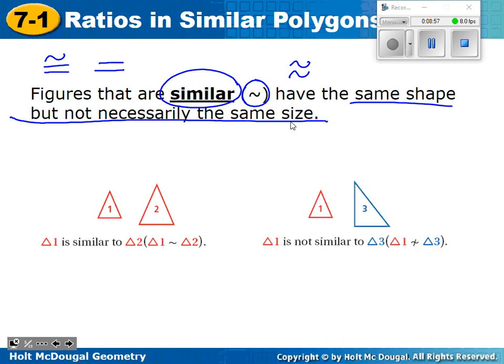Okay. So down here they show you one is similar to two because they look like the same shape, but one's just bigger. Here, one is not similar to 3. Notice 3 looks like it's a right triangle. 1 does not look like a right triangle. They are not the same shape, okay? So they have to be the same shape, one bigger, one smaller, to be similar. And this is how we can state that they're similar with a little similarity symbol or not similar.